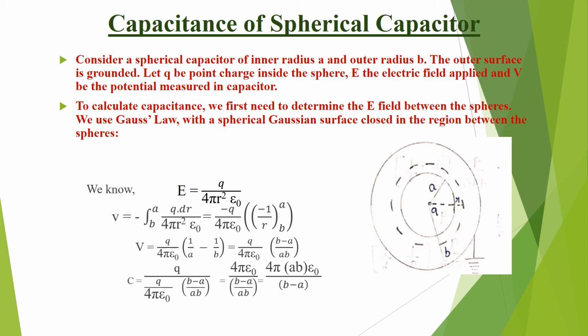So, we get the value as Q by 4 pi epsilon naught integral B to A of 1 by R squared dr. By integration we get minus 1 by R, giving the limits from A to B. Then substituting the limits, we get the final formula V equal to Q by 4 pi epsilon naught into 1 by A minus 1 by B. By simplification, we get V equal to Q by 4 pi epsilon naught into B minus A by A B.